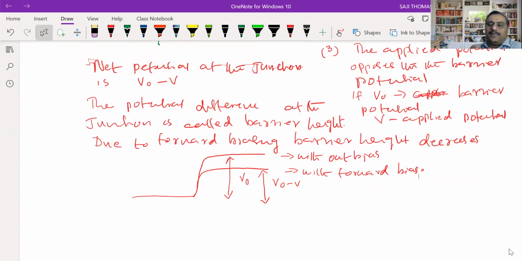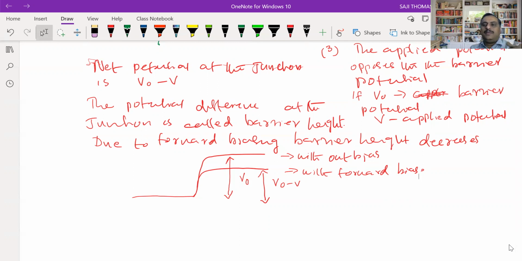But when we apply forward bias, the diode will conduct when the external potential difference is above the barrier potential. Barrier potential is 0.3 volt for silicon semiconductor and 0.7 volt for germanium semiconductor. So the diode will conduct only after this 0.3 volt or 0.6 volt, depending on the semiconductor diode. After that 0.3 volt, the current will be very large.